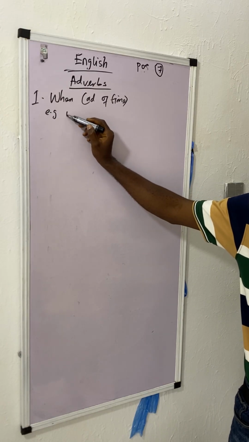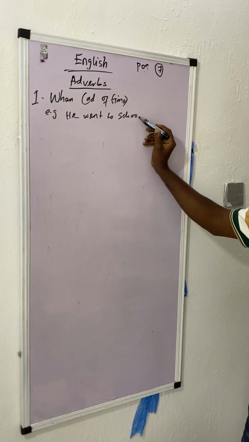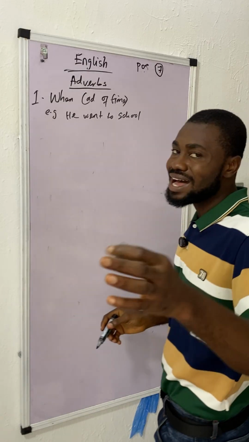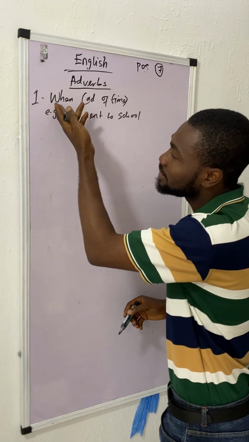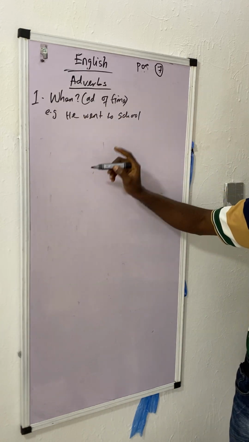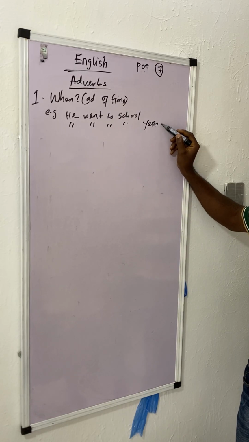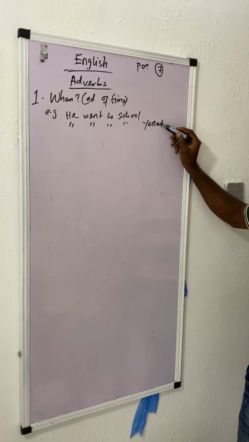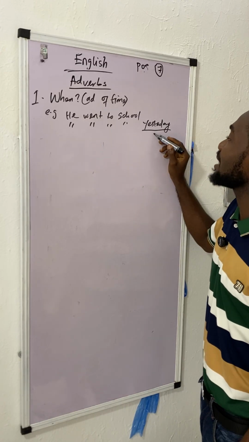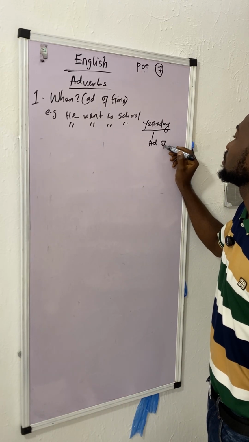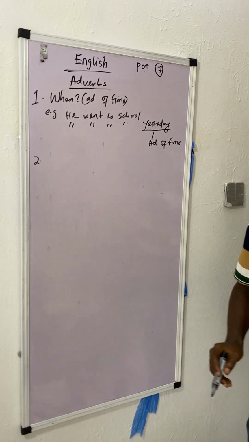Example is, he went to school. So adverb answers the question. When the person comes and asks, he went to school, when? Question mark. He went to school yesterday. Okay. So this yesterday is our what? Our adverb of time. Abi? Answering the question when.